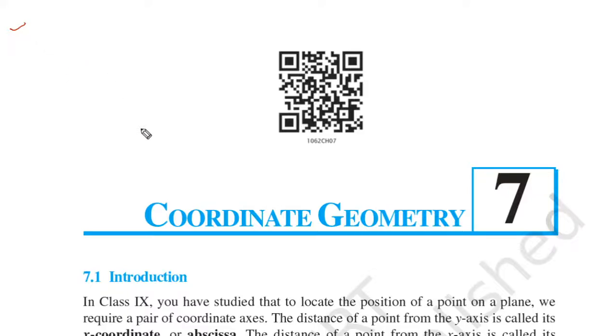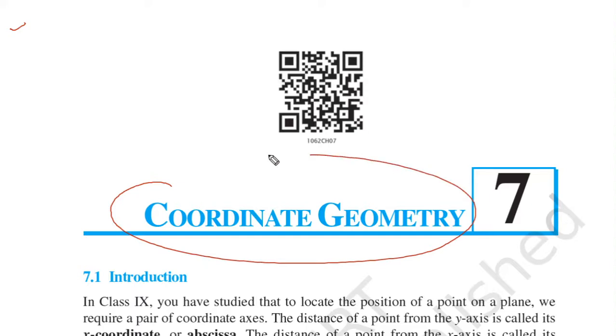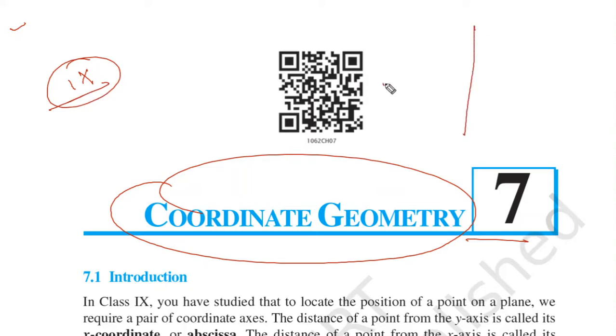So today we are going to discuss coordinate geometry, chapter 7. Coordinate geometry is not a new concept for you. In class IX you had already learned about coordinate geometry. In class IX you knew about the x-axis, y-axis, quadrants.